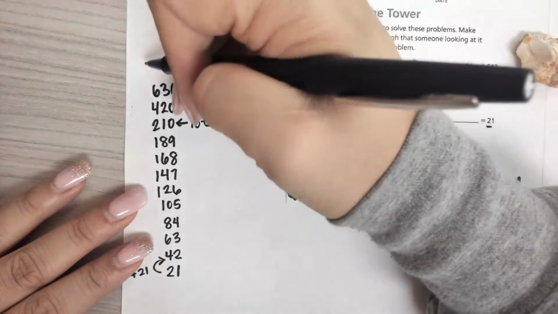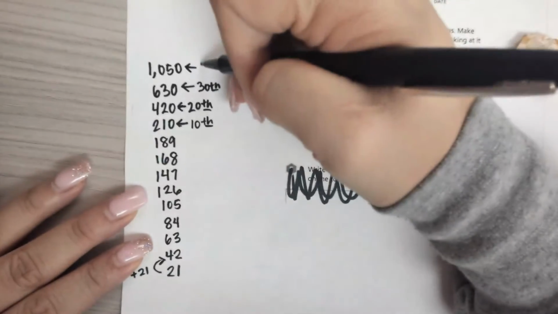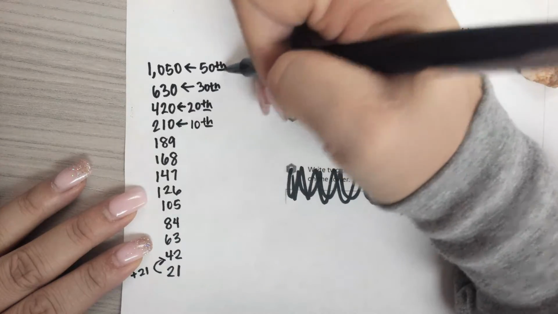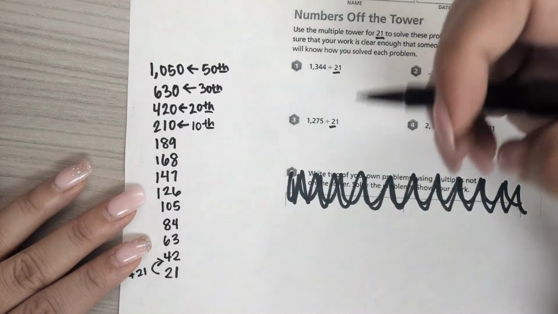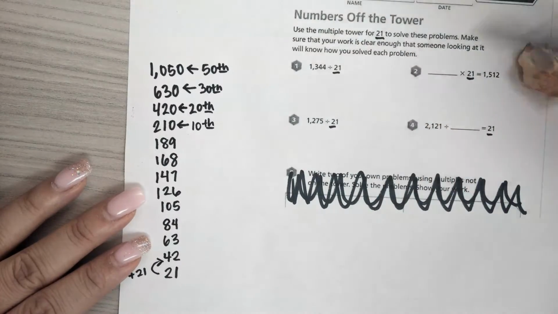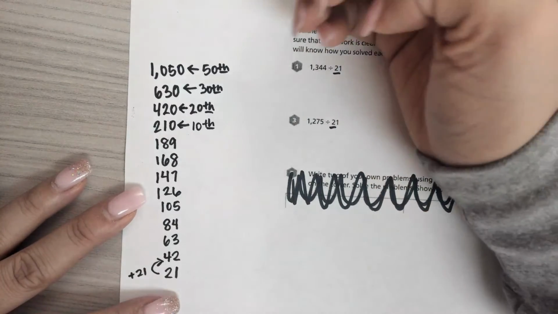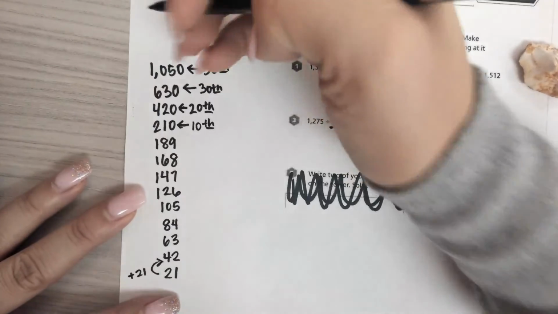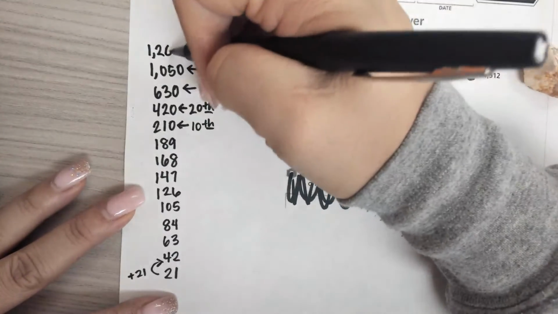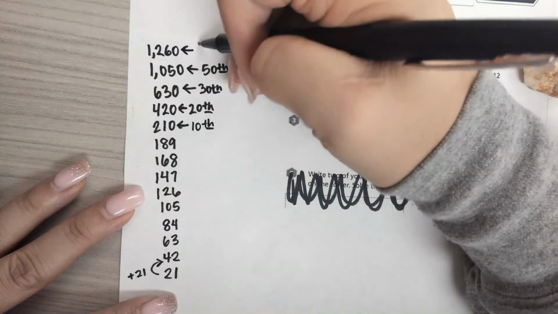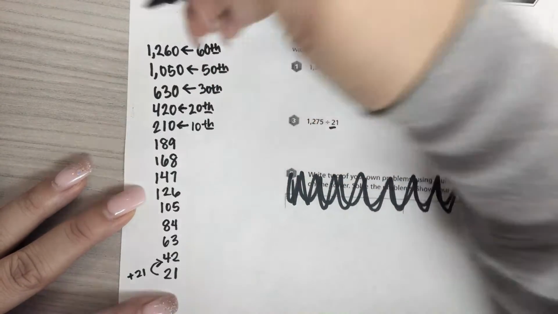My 50th, I'm just going to jump right up to 50th. Okay. It's good also to note along the side what benchmark you are at. This helps whenever you are counting to answer our problems here. And so the next one, I'm going to go up to 60, which is 1,260. That is my 60th multiple.